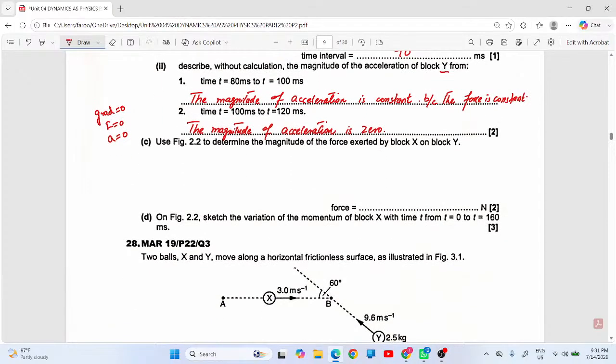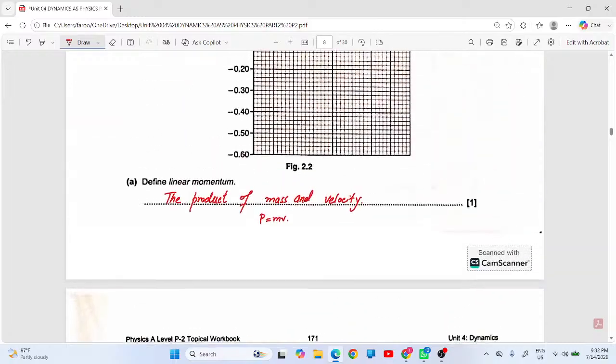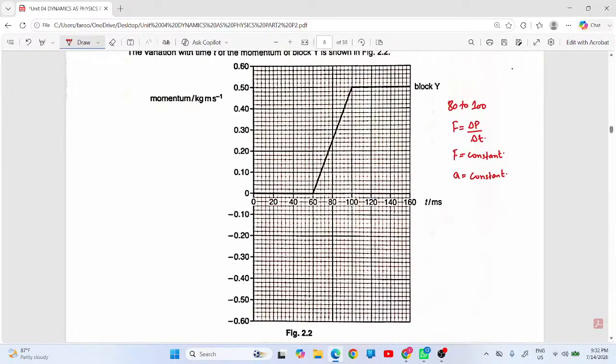Next, use figure 2.2 to determine the magnitude of the force exerted by block X on block Y. I did this question, but my answer came 0.013, while the answer is 3. We have to use the figure and get the force from it, so let us take the gradient. Y2 is 0.5 minus 2, and x2 is 100 minus 60, which is 40 milliseconds. We write it like this: 100 minus 60 becomes 40 and the milli is 10 to the power minus 3. This was the mistake.